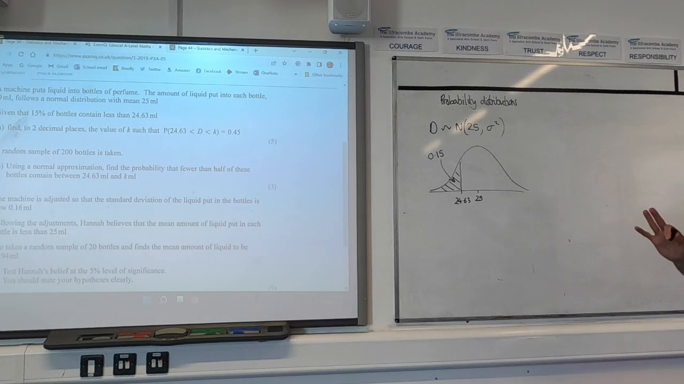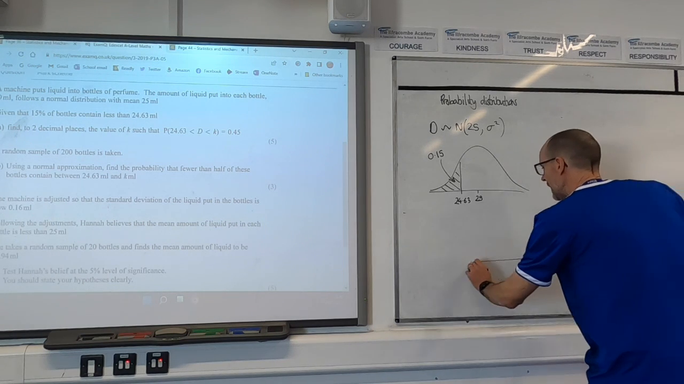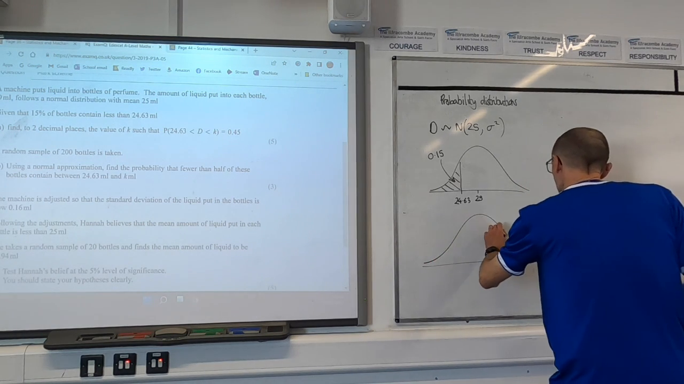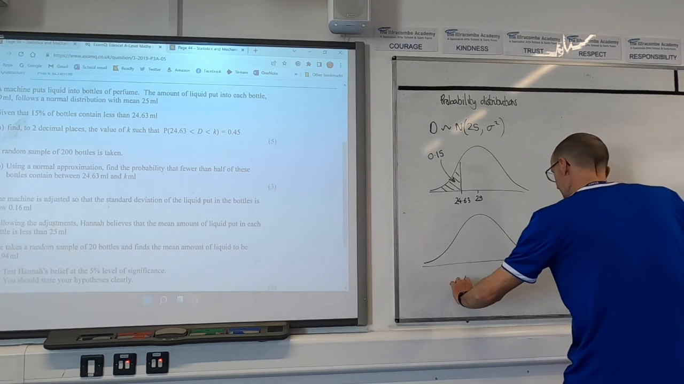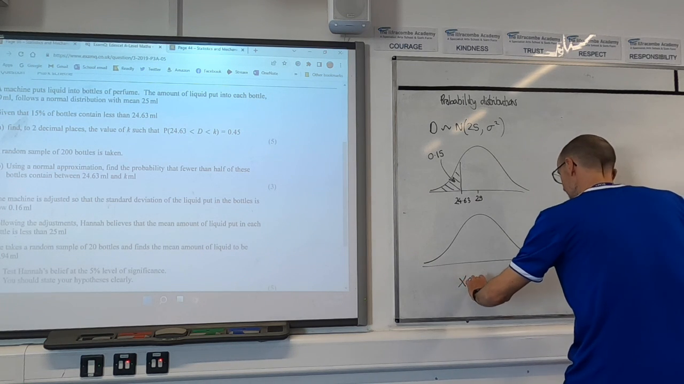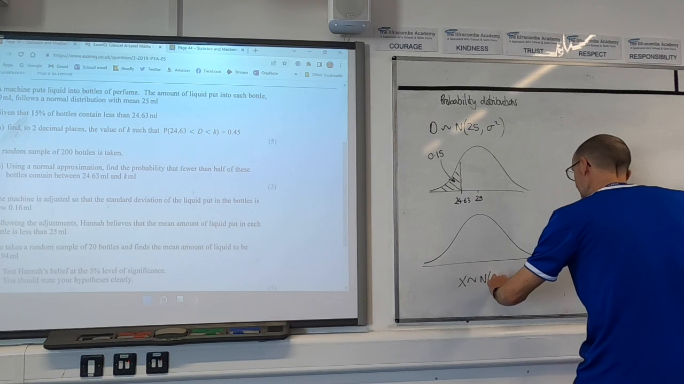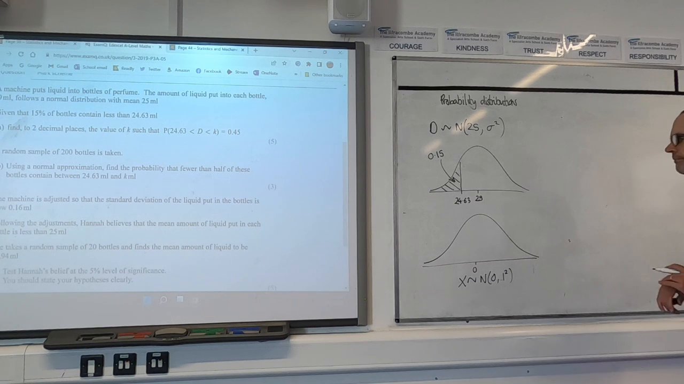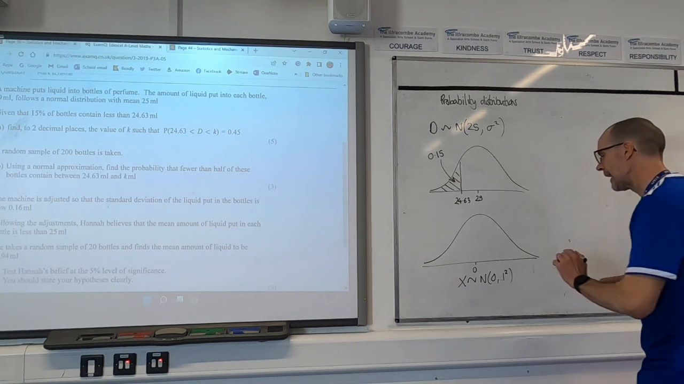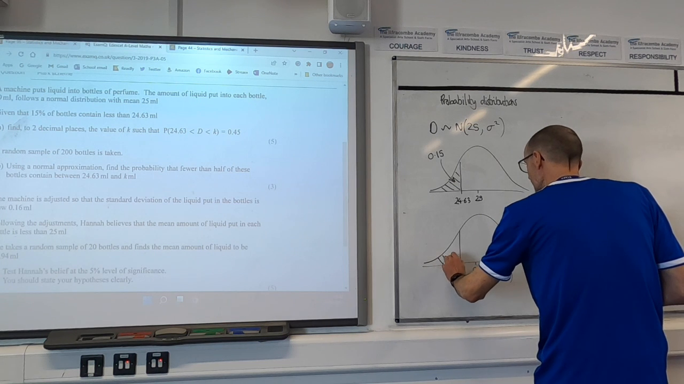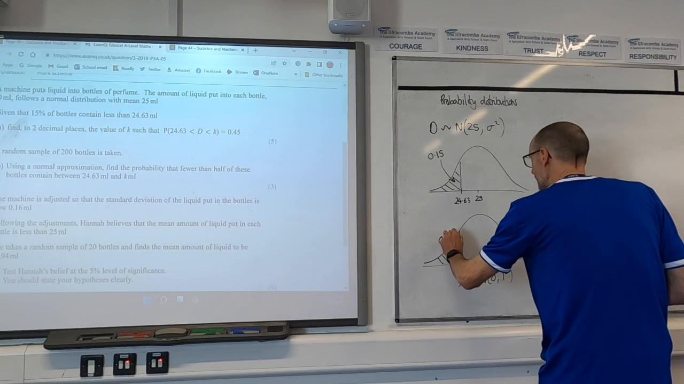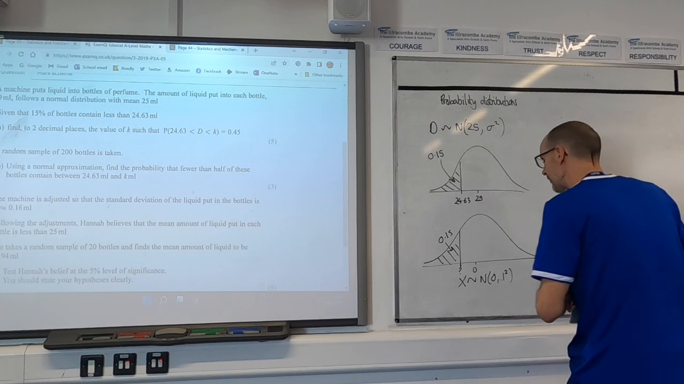So what we do with these missing value problems is we say, well, actually, let's pretend we're dealing with a standard normal distribution. So this, I'll use X. This is a normal distribution with a mean of 0 and a standard deviation of 1. And let's work out what this value here is that gives us a probability of 0.15. So let's work out that value there.